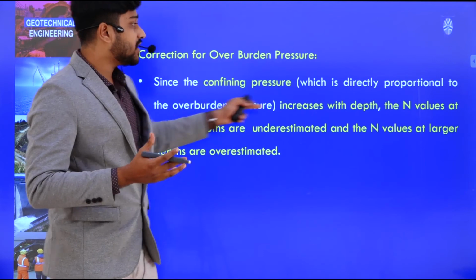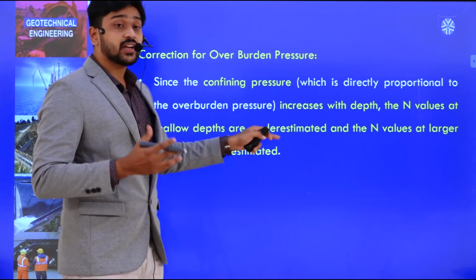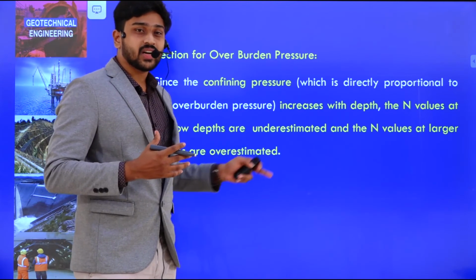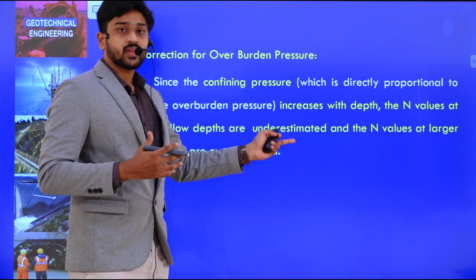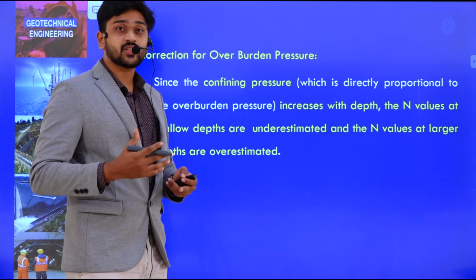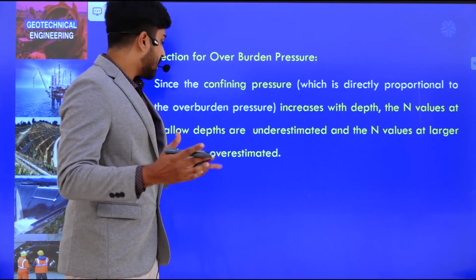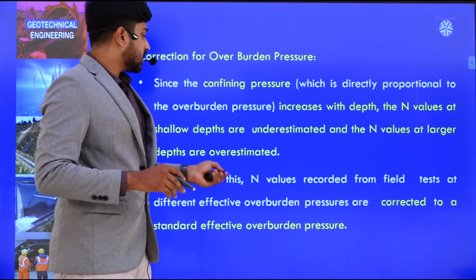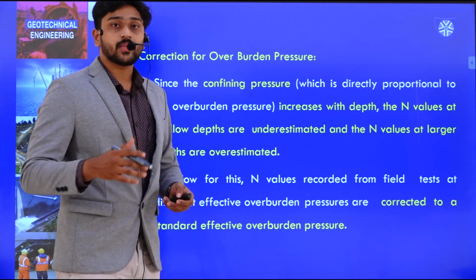So that is why N values have to be corrected at those particular depths. These are generally underestimated in the case of shallow depths. That means we are underestimating these at shallow depths, and the N values at larger depths are overestimated. Now, to allow for this, the N values are recorded from the field test.